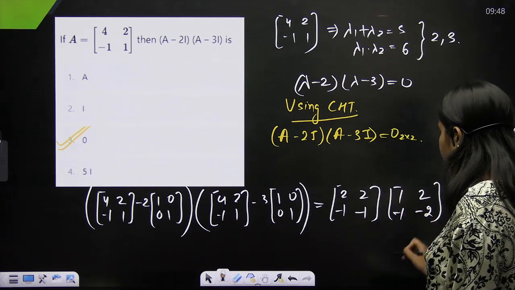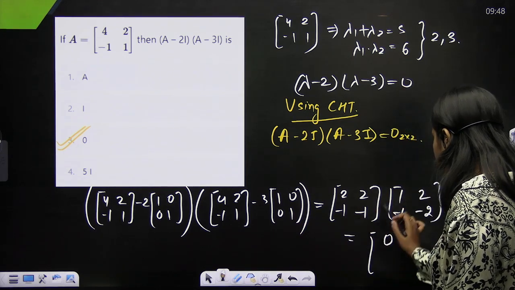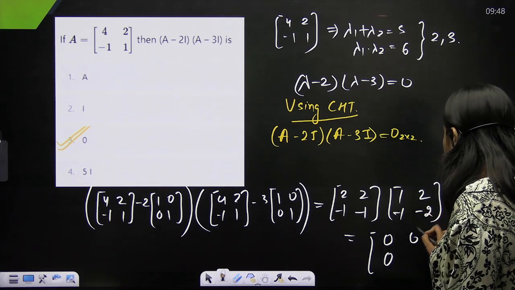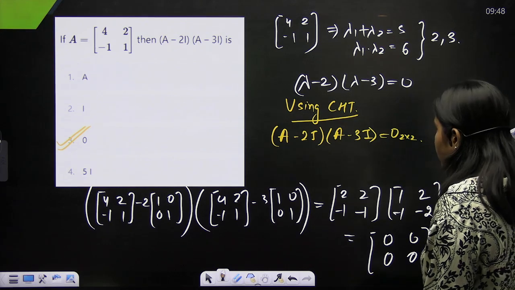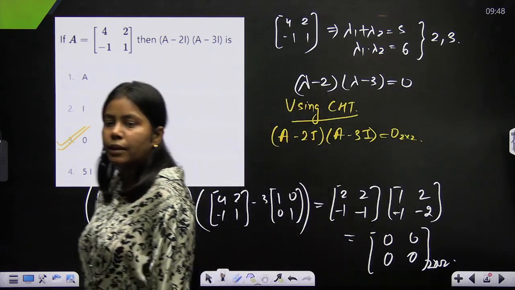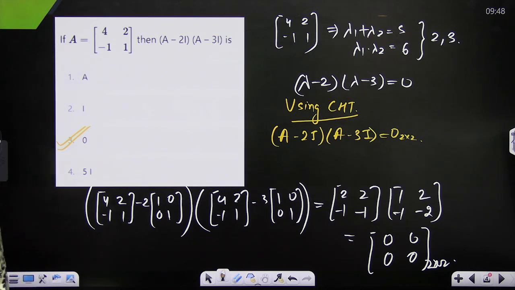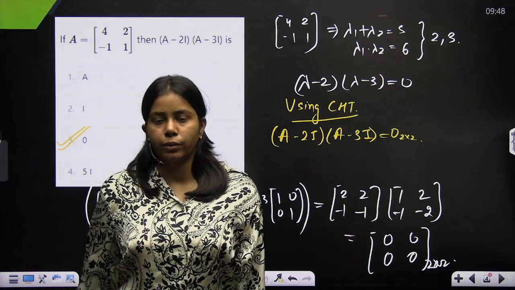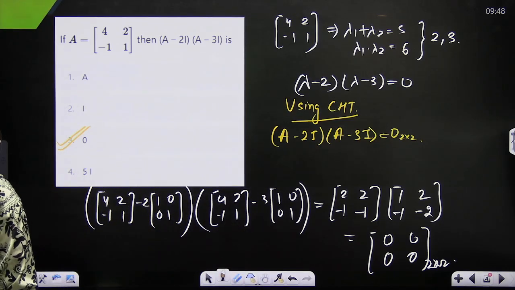Now let's multiply these two matrices. If I multiply 2 2 minus 1 1 minus 1 0, this would be 0, this would be 0, minus 1 plus 2, that would be 0. So I got a 2 cross 2 zero matrix, right? But it is a 2 cross 2 matrix, so we are able to solve. But if we have a 3 cross 3 or 4 cross 4 matrix, then it would get really difficult to solve it using this method. So that's why we use Cayley-Hamilton theorem. But in this question it's up to you which method you want to use.